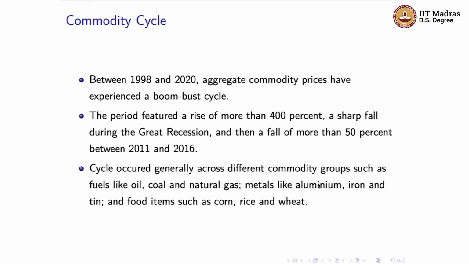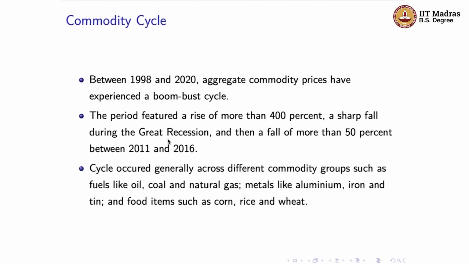This means that if we are looking at the prices of different commodities and we are adding them up, so what we would observe if we were to create an index out of such commodity prices, we actually would have observed that during this period, for a certain time, the prices of different commodities actually ended up rising by more than 400%. Then that was followed by a sharp fall during the Great Recession.